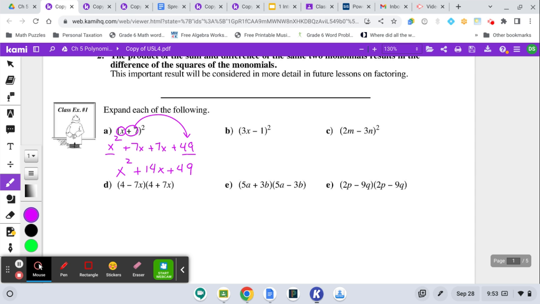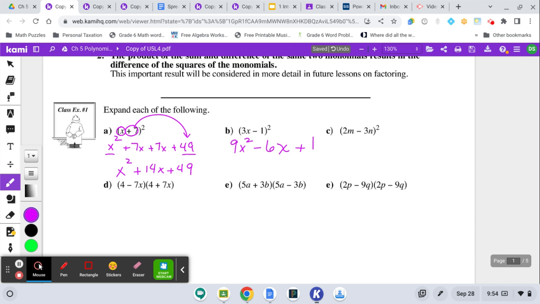Here we go. 3x minus 1 squared. We're going to square the first. We're going to square the last. Now to square the last, you have to take minus 1 times minus 1. So you get plus 1. We're going to times them together and get negative 3x. Double it, so there's another one of them. So negative 3 and negative 3 is negative 6x, and drop it in the middle. You can do it every time.